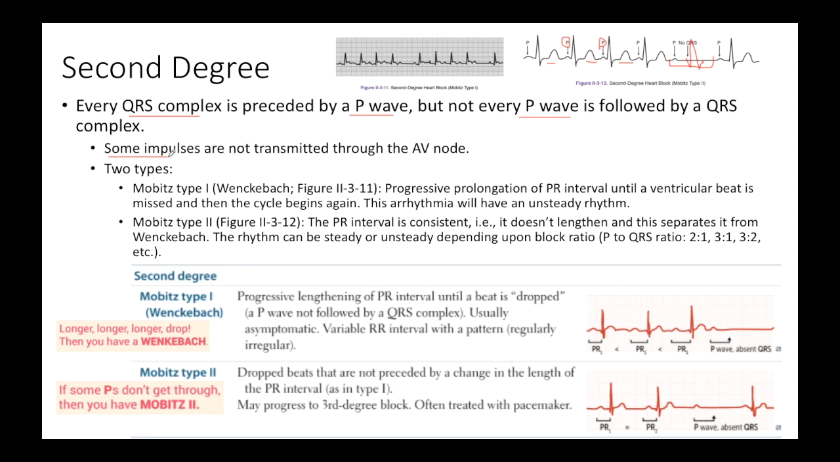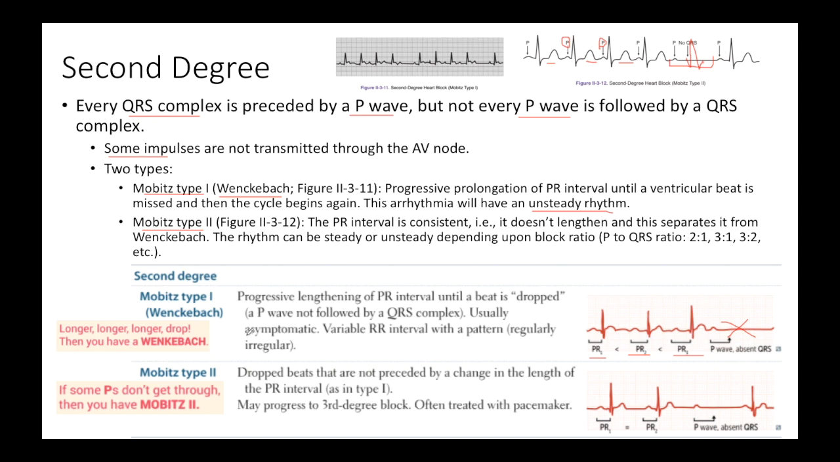So like I said, there are two types. There is Mobitz type 1 and Mobitz type 2. So Mobitz type 1 is also known as Wenckebach. And here we have a progressive prolongation of the PR interval. So it's getting longer and longer and longer until a ventricular beat is missed, and then the cycle begins again. So we have an unsteady rhythm. So as you can see, we have a longer PR interval until there is no QRS wave at all, and then it starts all over again.